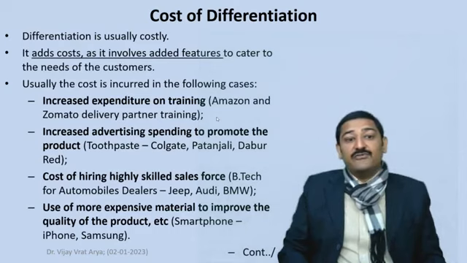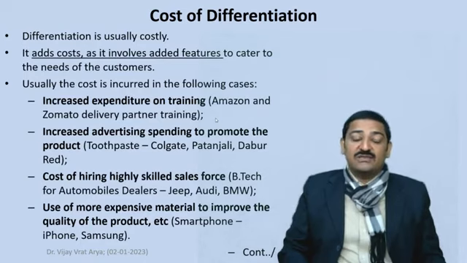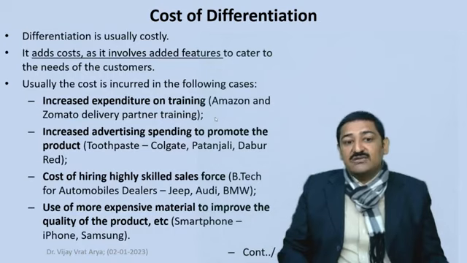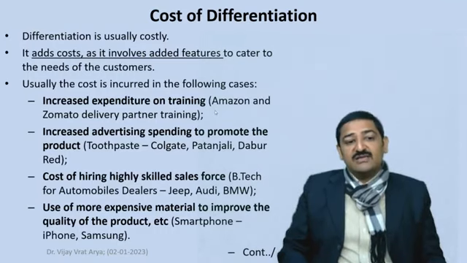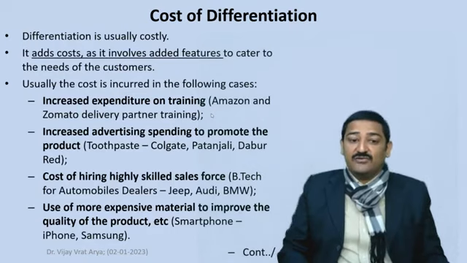The other type of cost incurred is in terms of increased advertising spending to promote the product. If we take the example of toothpaste, you will notice that the advertisement spending on different brands is very high, like Colgate, Patanjali, Dabur Red, and maybe many more. The third cost-related aspect is the cost of hiring a highly skilled sales force. For example, in the automobile sector, the dealers of reputed brands or firms need to hire highly professional people, like those with a BTech in the respective field.